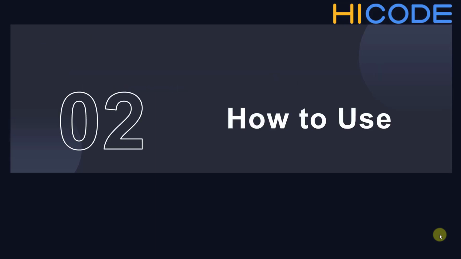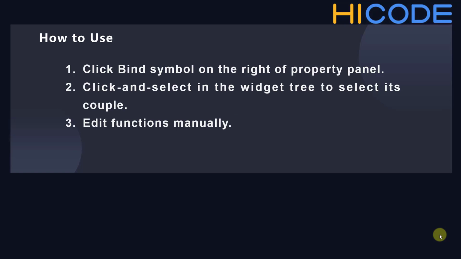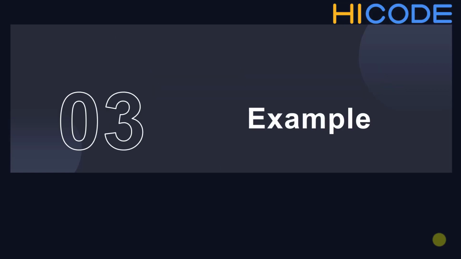So how to use data binding. First, click Bind symbol on the right of Property panel. And next, click and select in the widget tree to select its couple. And third, edit functions manually. HiCode allows you to write codes by yourself if you'd like to. Without further ado, let's go to the editor.